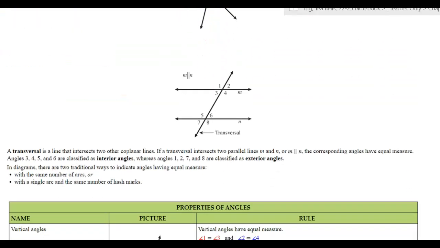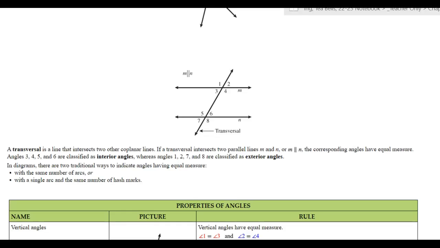Okay, just to remind you, we also talked about angles that if we had two parallel lines cut by a transversal, we could talk about different types of angles there. A transversal is the line that intersects two coplanar lines. So the transversal would be this line here. Okay. And we have corresponding angles that have equal measurement.